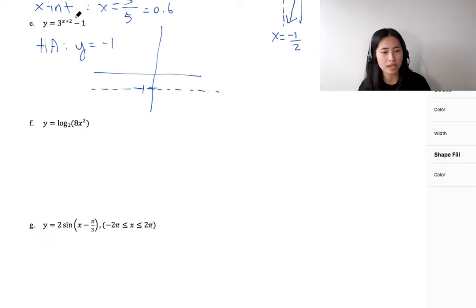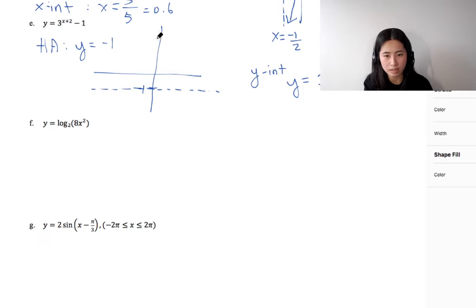So we also have y and x intercepts in our function. Let's find the y-intercept first, because all we have to do is plug in 0 whenever you see an x. So the y-intercept would simply be y is equal to 3 raised to the power of 0, plus 2, minus 1. So 3 raised to the power of 0 plus 2 is 9. 9 minus 1 is 8. So your y-intercept is 8. So that's here.